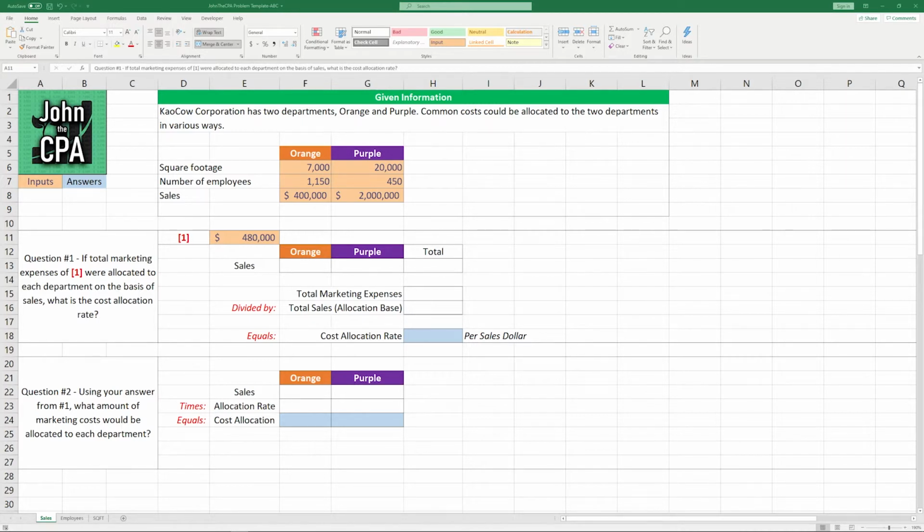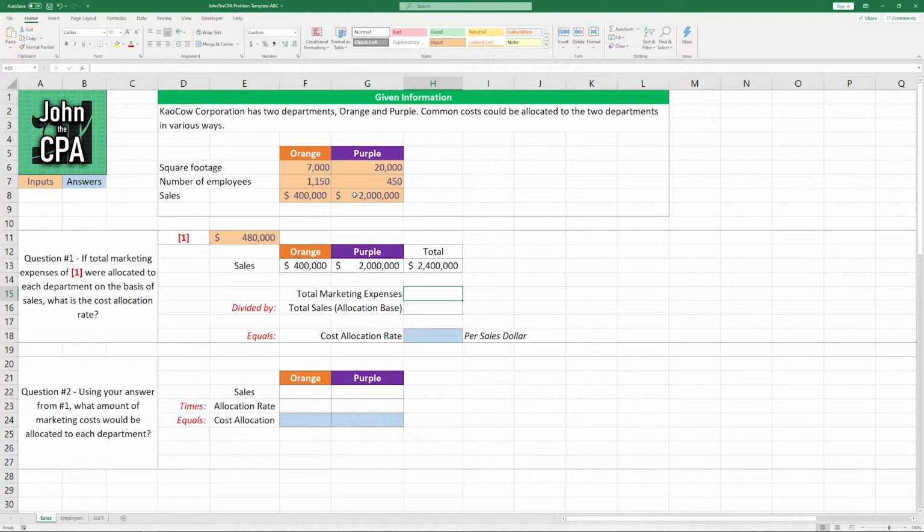If the total marketing expenses of $480,000 were allocated to each department on the basis of sales, what is the cost allocation rate? So this question here is asking us to allocate this $480,000 using some sort of measurement. In this case, it's going to be on the basis of sales. So let's put those in. Orange department has $400,000 worth of sales. Purple department has $2 million worth of sales. We got that from the problem. What's the total of those two? Total sales across the two departments is $2.4 million.